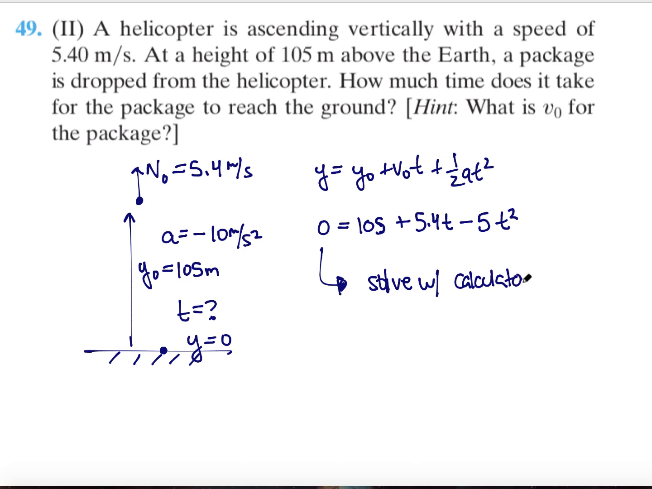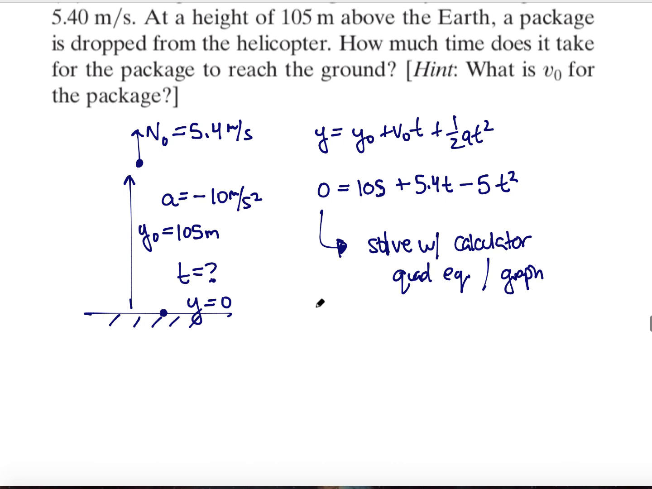You can use the quadratic equation, you can use graphing, whatever you would like in order to find the answers to this. So pause for a second and go do that. So we get 2 numbers. We have negative 4.07 seconds and positive 5.15 seconds.